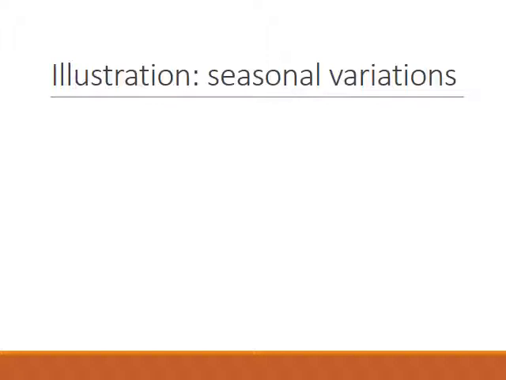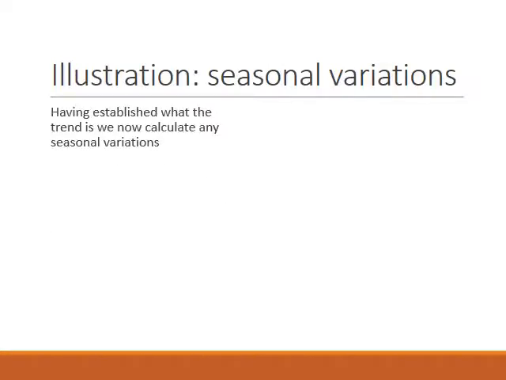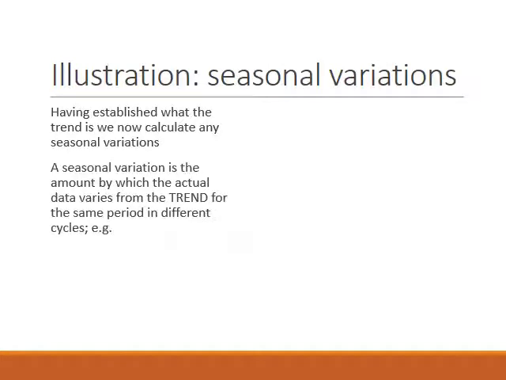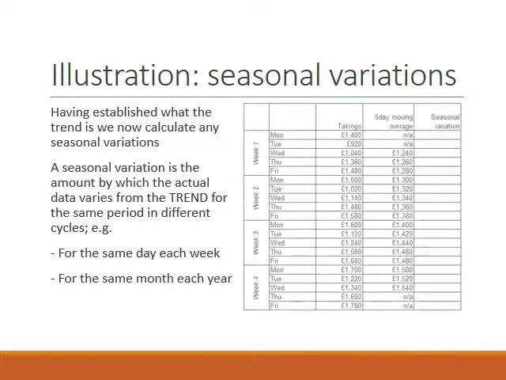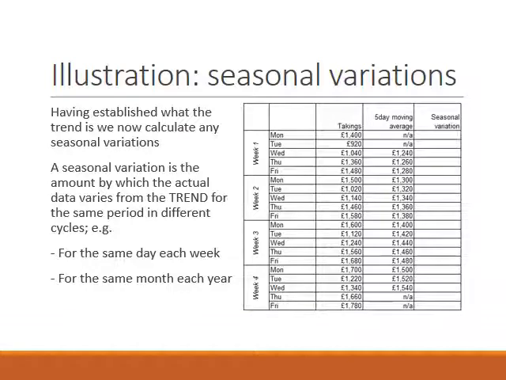Next, we look at whether the data has any seasonal variations. Now a seasonal variation, this is the amount by which actual data is different or varies from the trend that we've just calculated for the same period in different cycles. So whether it's for the same day each week, for the same month each year, etc.